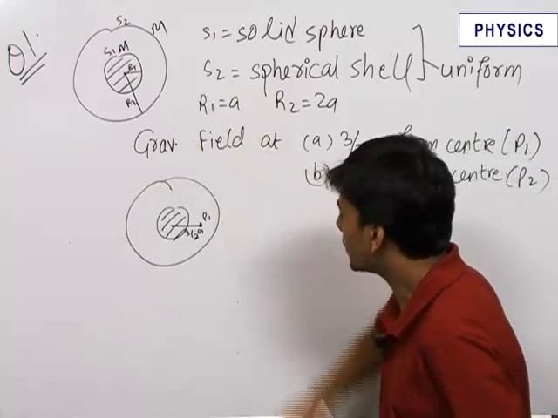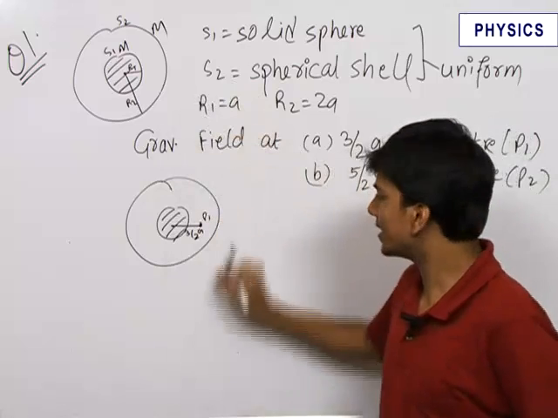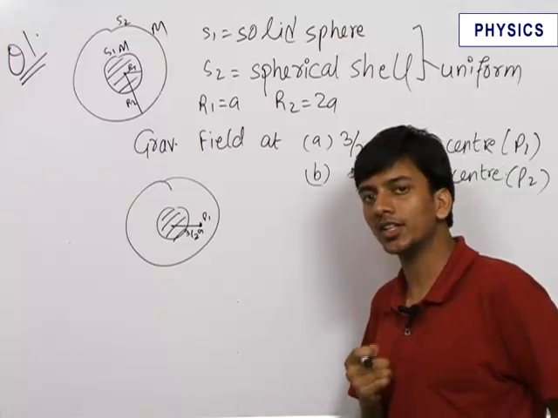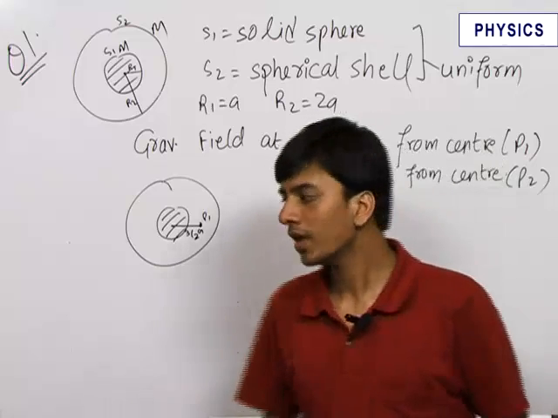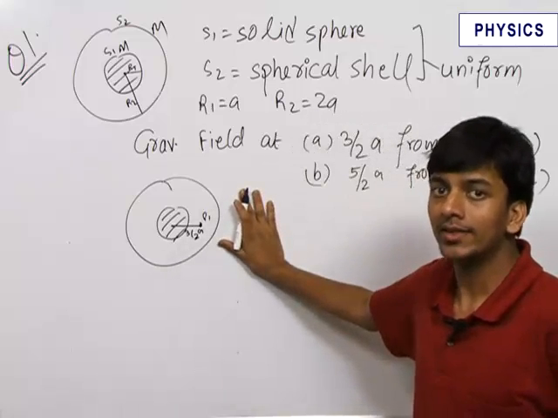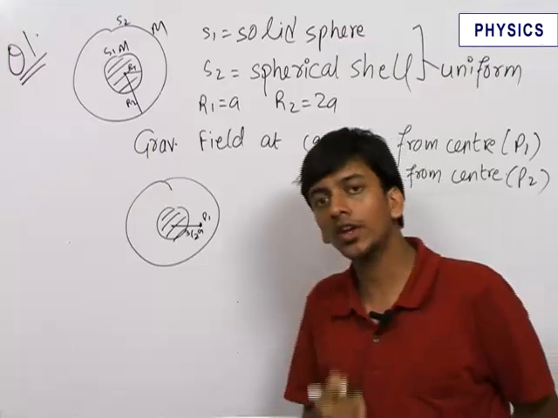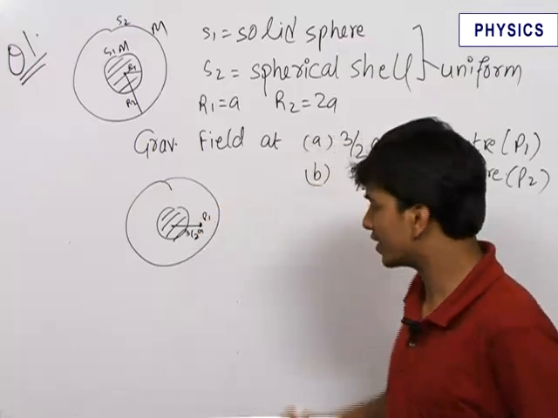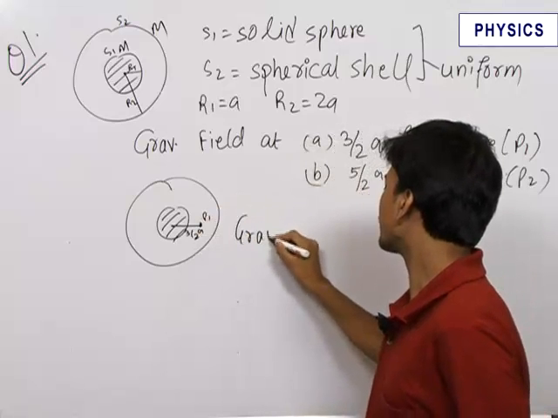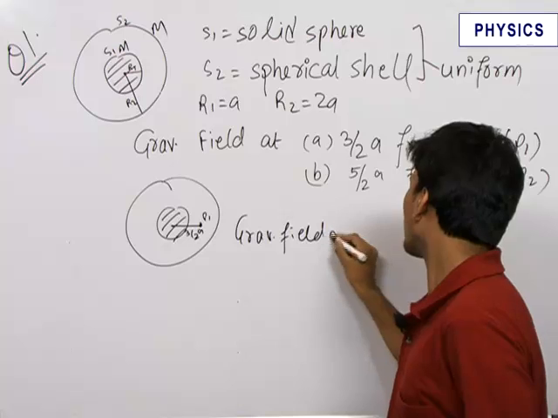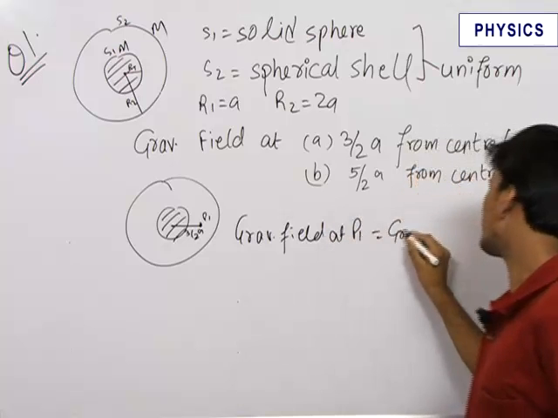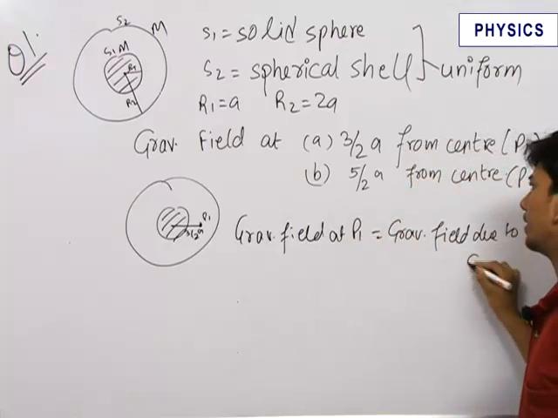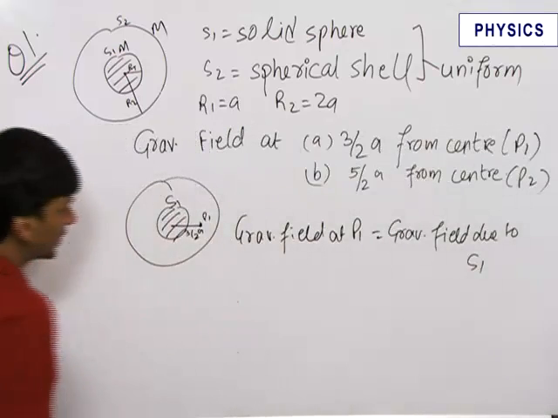Now when we look at point P1, it lies outside the solid sphere and it lies inside the uniform thin spherical shell. Now we know that the uniform thin spherical shell has a gravitational field equal to 0 for all points inside the spherical shell. That is, the gravitational force acting on any mass kept inside the spherical shell due to the spherical shell is 0. Therefore the gravitational field at P1 is equal to the gravitational field due to S1, that is the inner solid sphere.